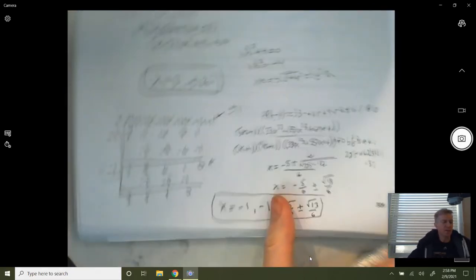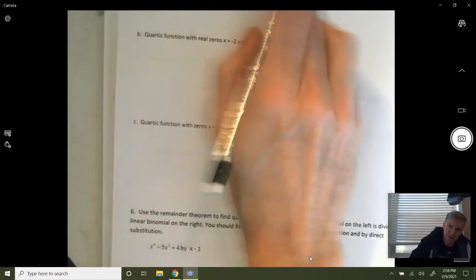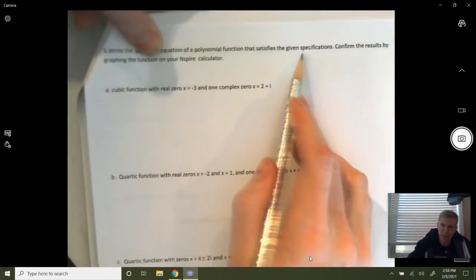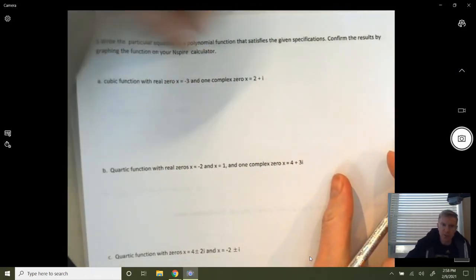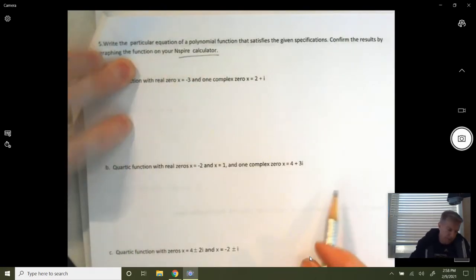Okay, next page. Now, some of these are just interesting problems. Write the particular equation of a polynomial function that satisfies the given specifications. Confirm the results by graphing the function on your Inspire. I'm going to leave that to you to graph these on your calculator and confirm.